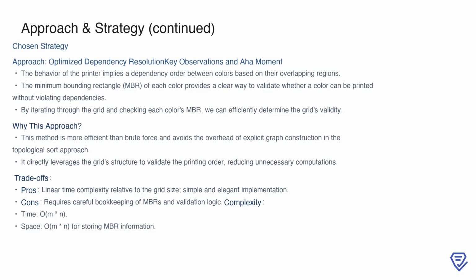This approach stands out because it directly leverages the grid structure without requiring explicit graph construction. It is both efficient and intuitive, avoiding unnecessary computations. While it requires careful bookkeeping to track and validate the MBRs, it offers linear time complexity relative to the grid size, O(m*n), making it a practical solution. This strategy balances clarity and computational efficiency, which is why it was selected over the other approaches.